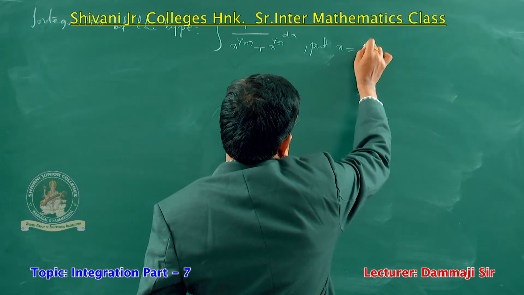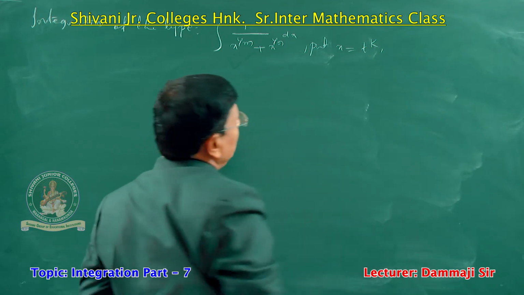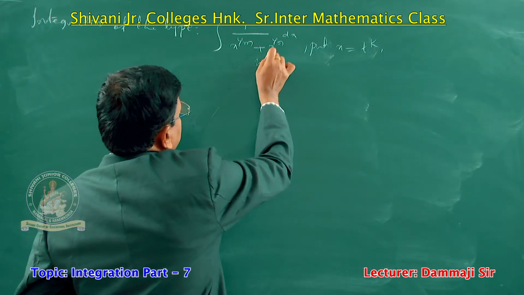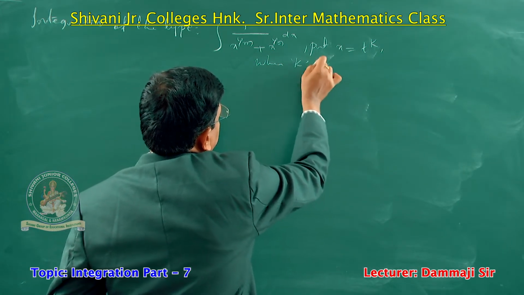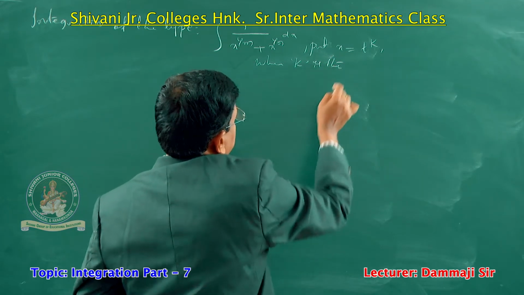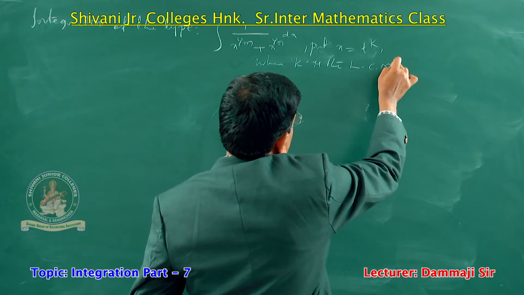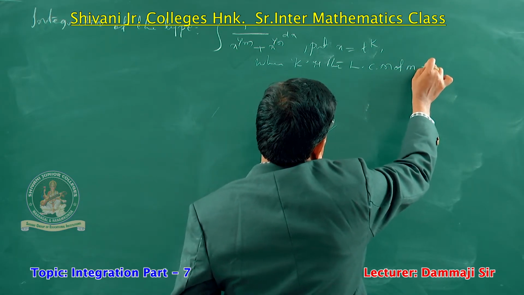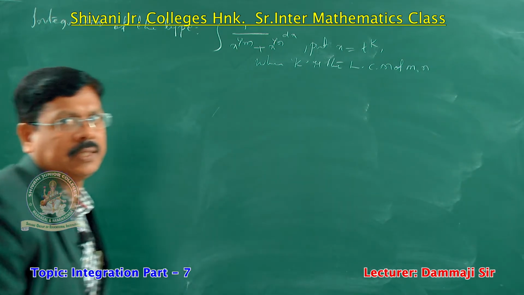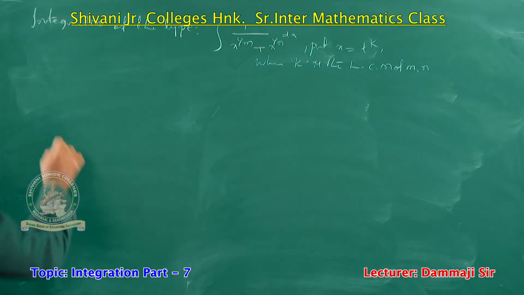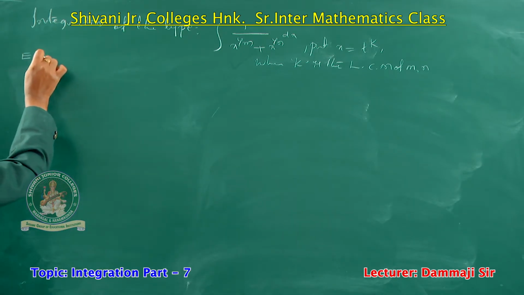x is equal to t power k, where k is the LCM of m comma n, right? LCM of m comma n. One of the problems you can observe.